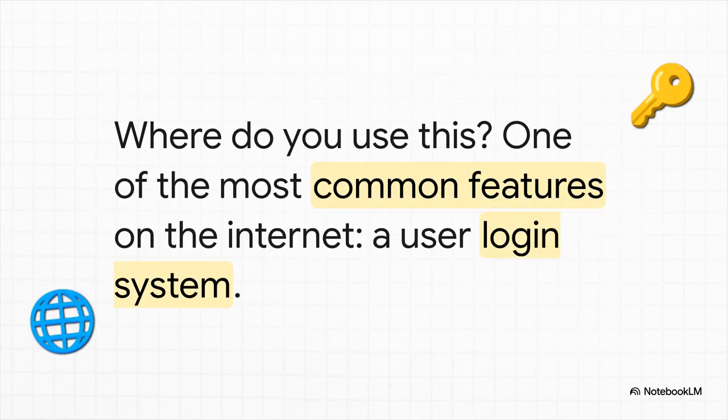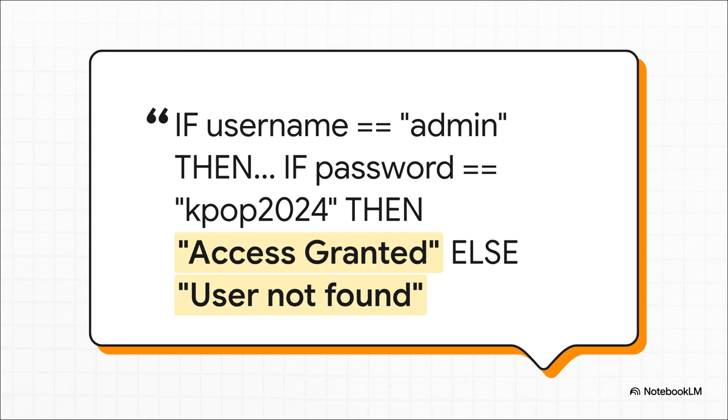So where would you actually use this kind of thing in the real world? Well, how about a little feature you probably use every single day? A login system. This is pretty much the textbook example of a nested if. The system does one thing first. It checks the username. If and only if that's correct, does it move on to the second, nested check, the password. It doesn't even bother checking the password if the username is wrong. That kind of layered security is all thanks to nested logic.